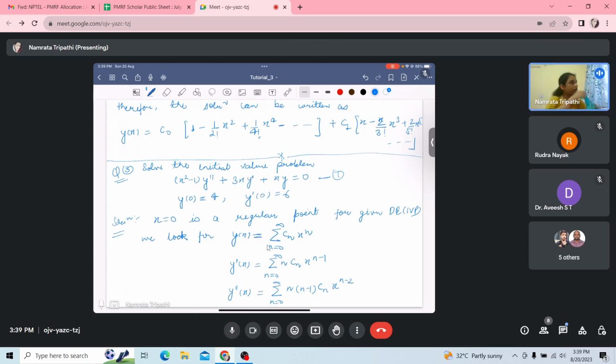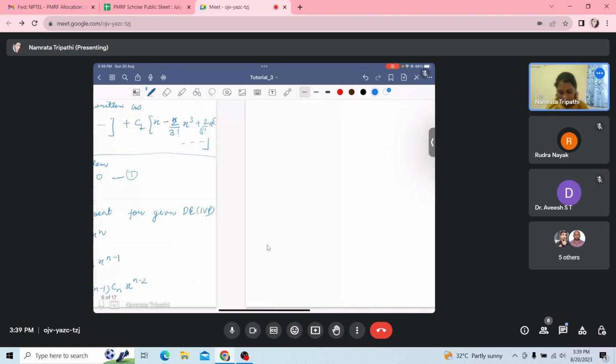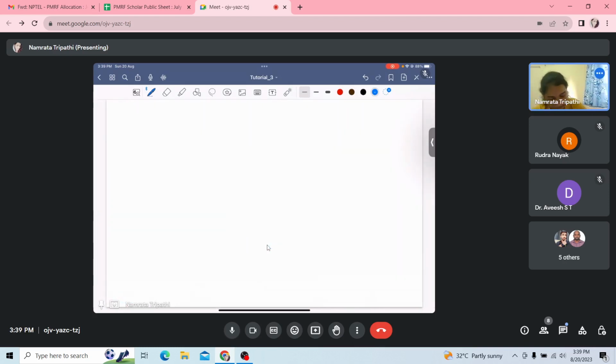Sorry guys. So please try to solve and give me the answer. C0, C1 we can calculate with the help of initial condition. Since y(0) = 4, C0 will become 4, and y dash of 0 = 6, so C1 will give 6. Now we can put y derivative, y double derivative in this equation. Let me write the equation.